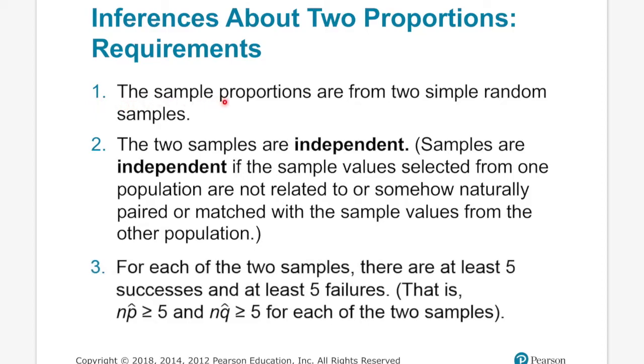Requirements for conducting the hypothesis test for 2 proportions. First, the sample proportions are from 2 simple random samples. Second, the 2 samples are independent. Third, for each of the 2 samples, there are at least 5 successes and 5 failures.